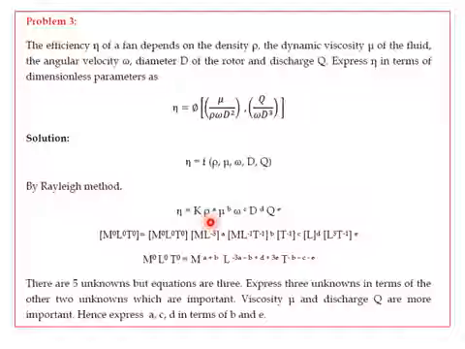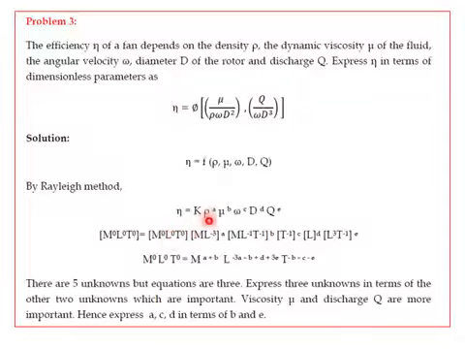So by Rayleigh's method we can write it as, because this is the dependent variable and these are independent variables, it is k times rho to the power of a, mu to the power of b, omega to the power of c, D to the power of d, Q to the power of e. So now putting the dimensions, here it is a dimensionless term, so M to the power of 0, L to the power of 0, T to the power of 0. Similarly this is a dimensionless term, so M to the power of 0, L to the power of 0, and T to the power of 0.